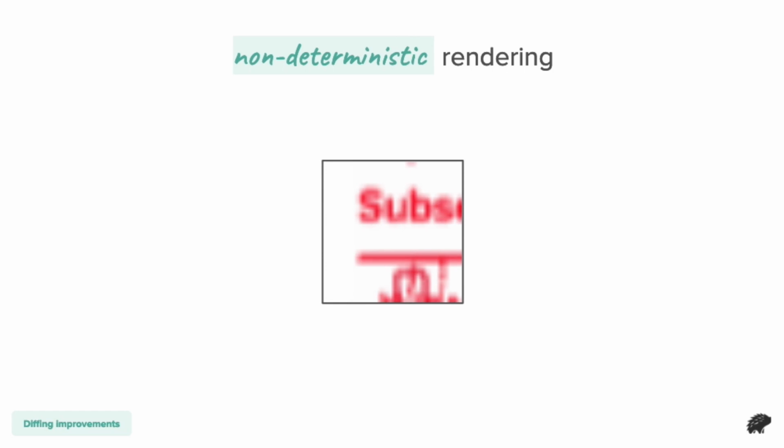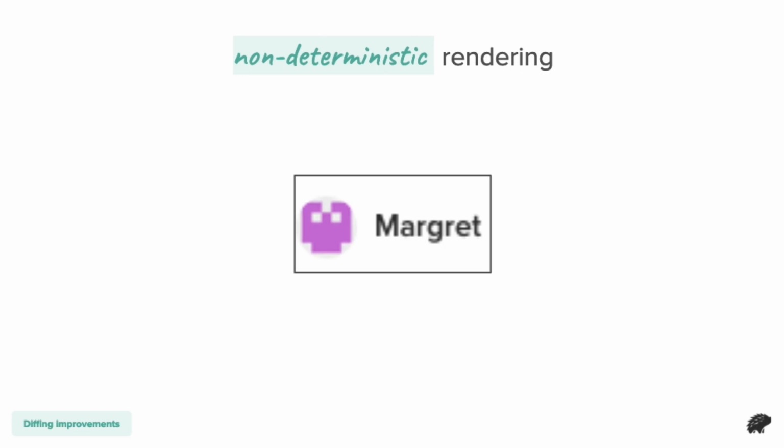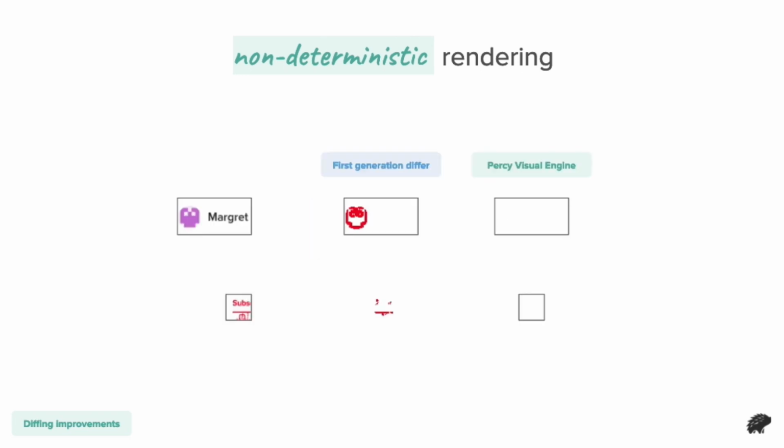Here we can see a difference in anti-aliasing between two different renders in our infrastructure. And here's one more example. With Percy Visual Engine, we are able to detect these differences and remove them in your final diff, so you can review only your important changes.